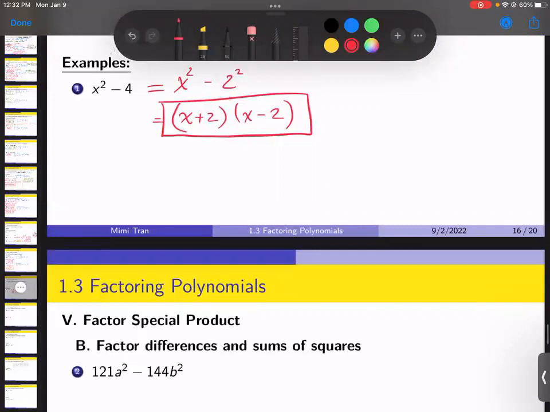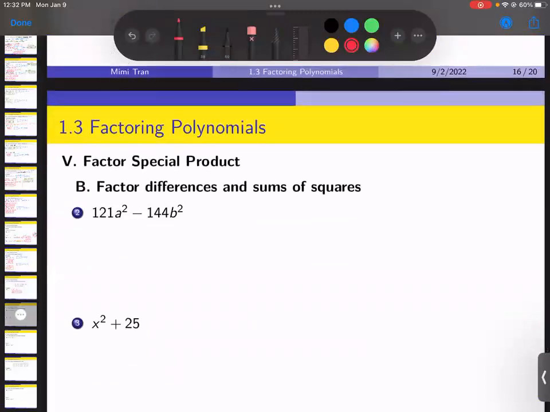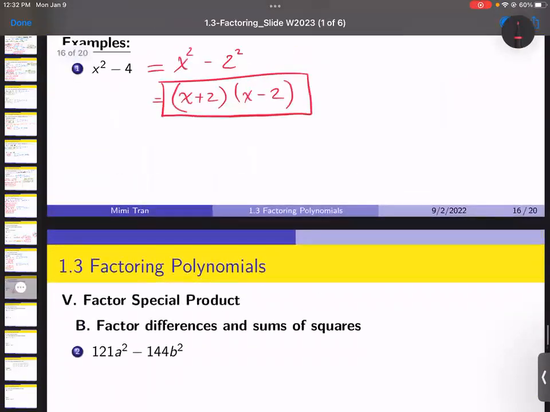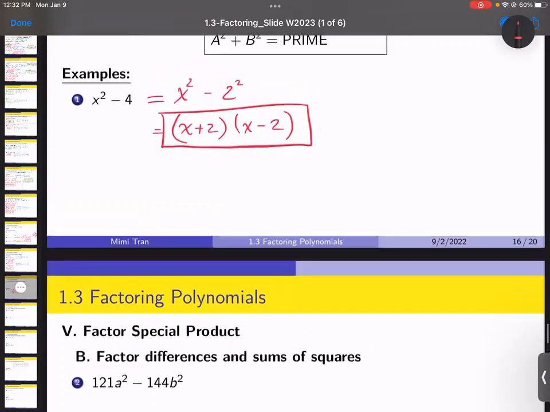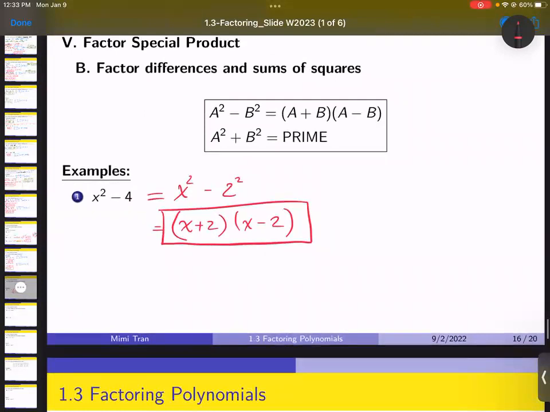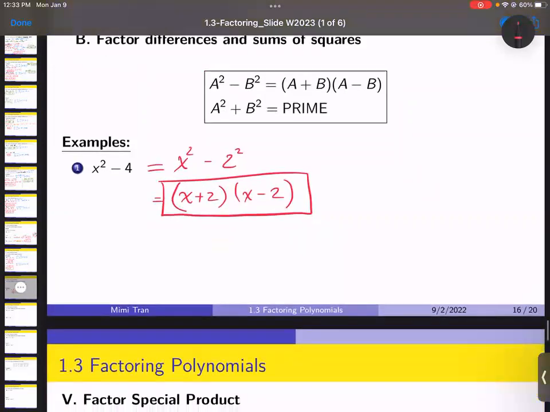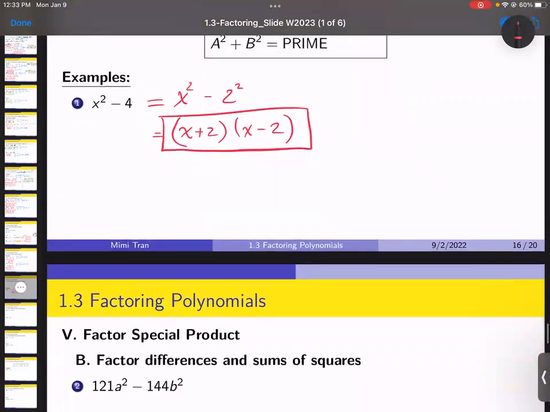Your turn. B. I'm sorry, 2. Number 2. You want to go back there? Is it factor the difference of squares? No, this is the difference of squares. Oh, okay. Yeah, difference of squares. I posted it on your Moodle. You can pull it up from there.